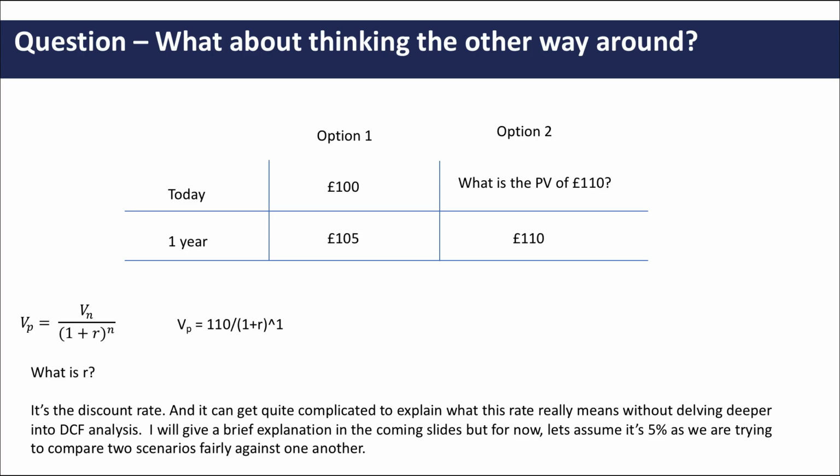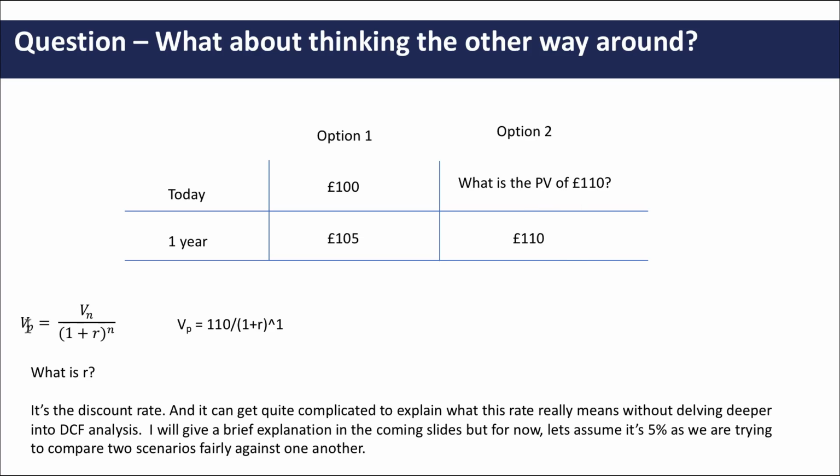This is quite the purest way to think about it. What about thinking about it the other way around, though? I've worked out that if I'm given a present sum of money, £100, in a year's time, at 5%, it's going to be £105. And we know that we can do that in our head. What about option 2? Can I work out what the present value of £110 is? This is in the future, in 1 year's time, £110. What's the present value of that?